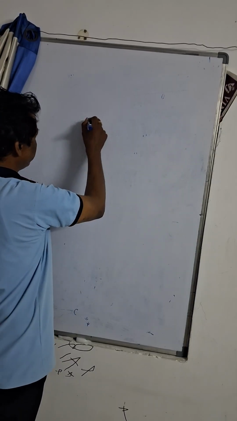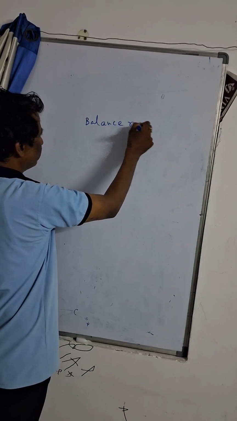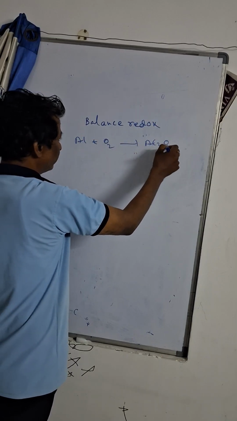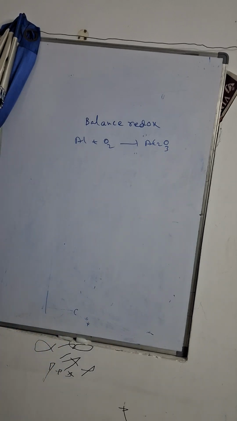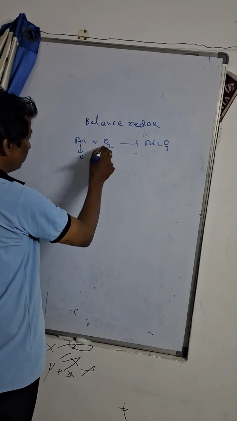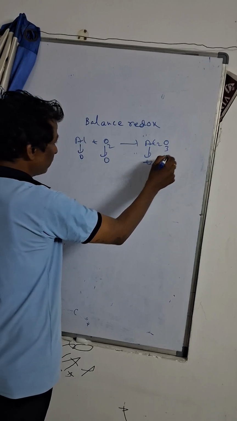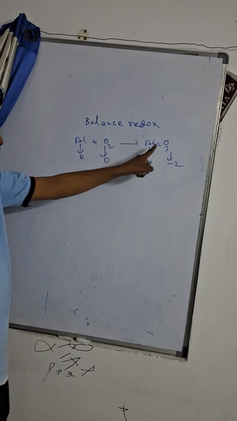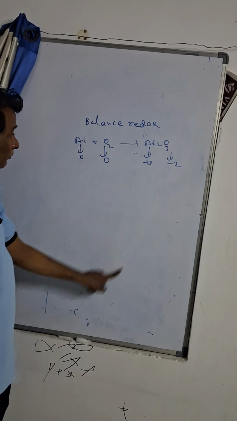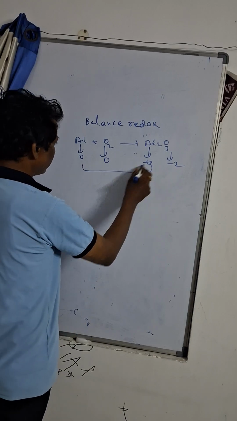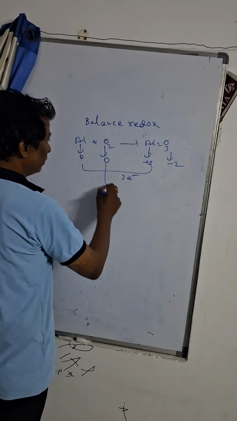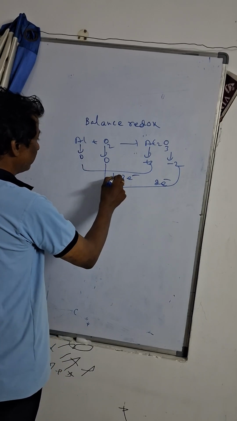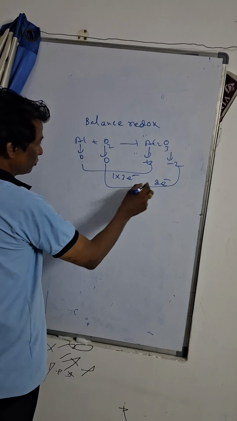Now how to balance this redox equation? I am first giving the simplest one, aluminum plus O2 gives Al2O3, for example. How to balance this? Step 1, indicate oxidation numbers: 0, 0, plus 3. Take one atom, one aluminum, one oxygen. Here 2 are there, take 1. Plus 3, minus 2. 0 to plus 3, how many electrons? 3 electrons. 0 to minus 2, how many electrons? 2 electrons. But how many aluminiums here? 1. How many oxygens? 2.